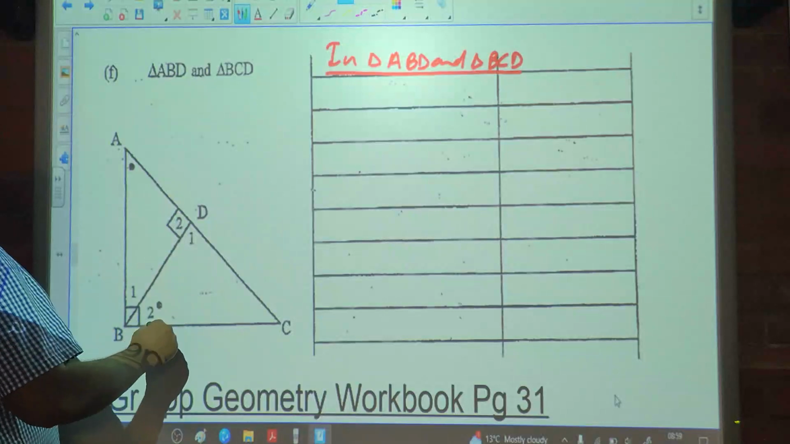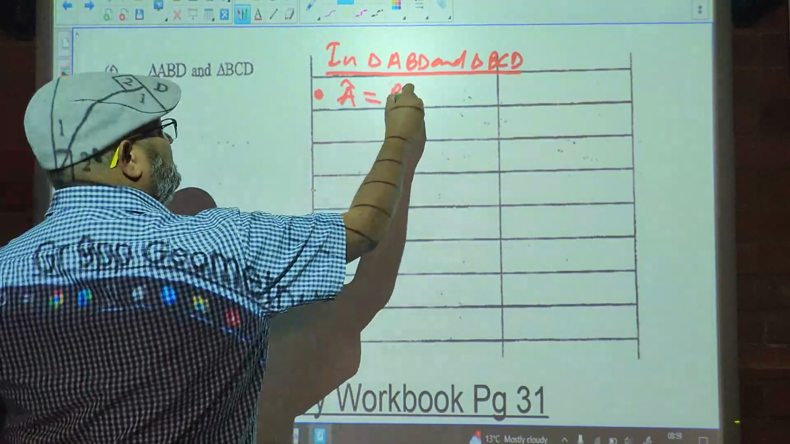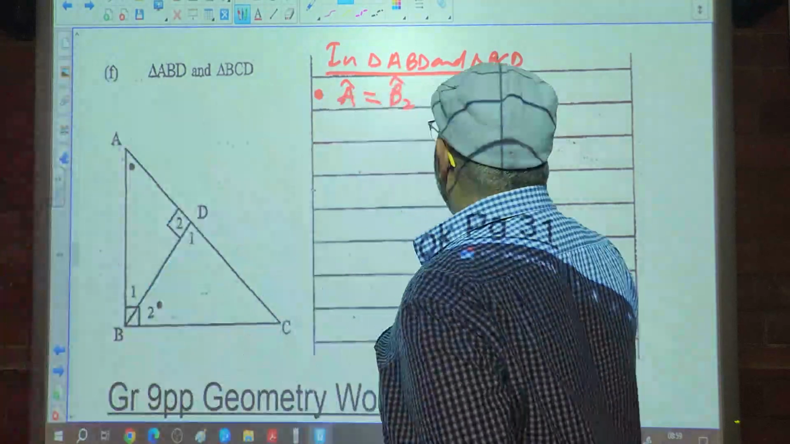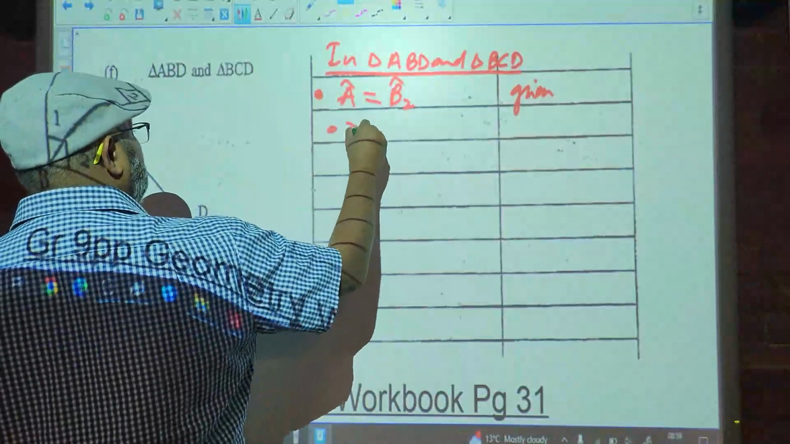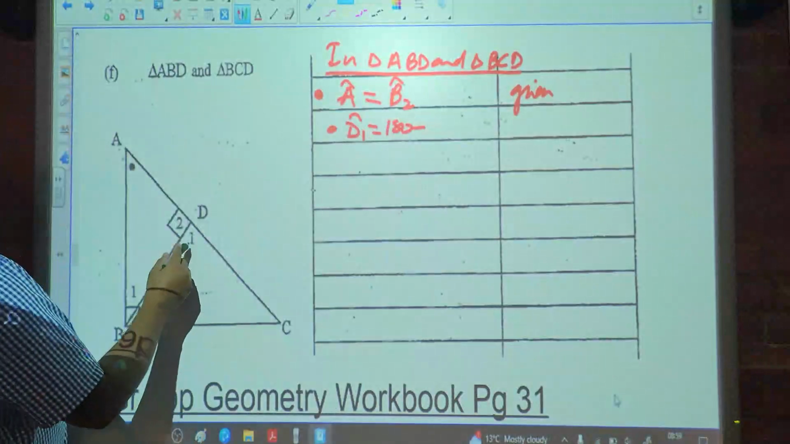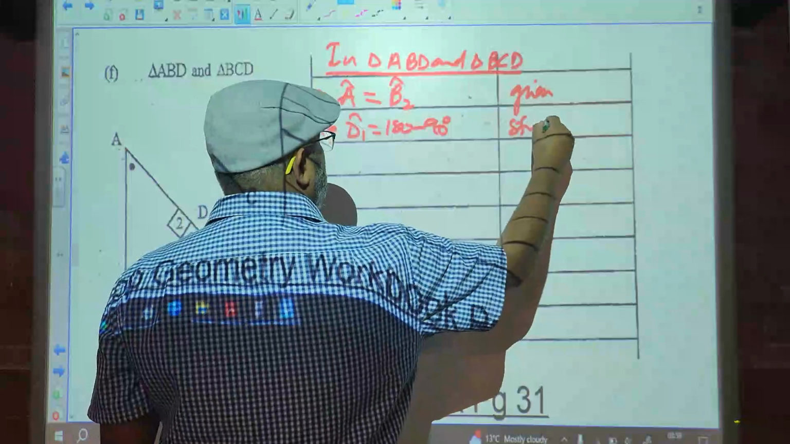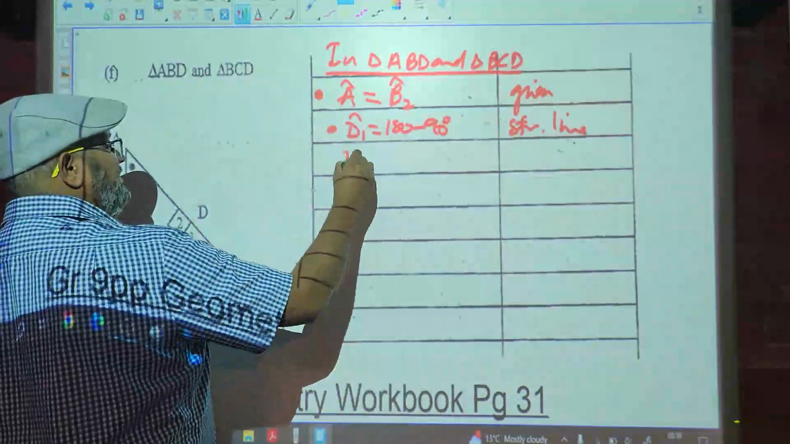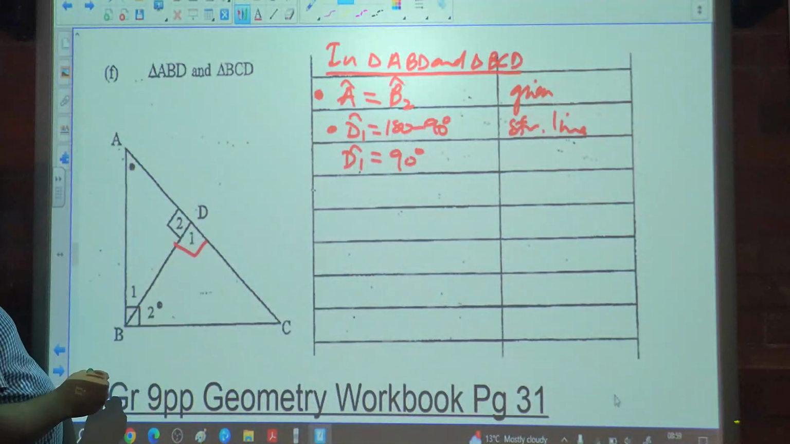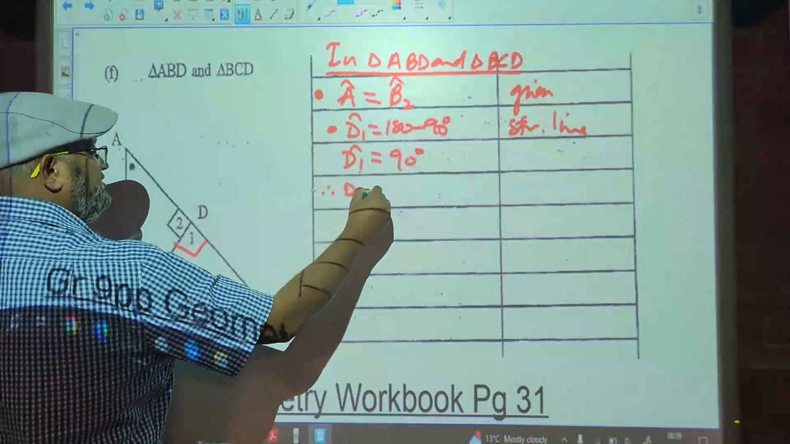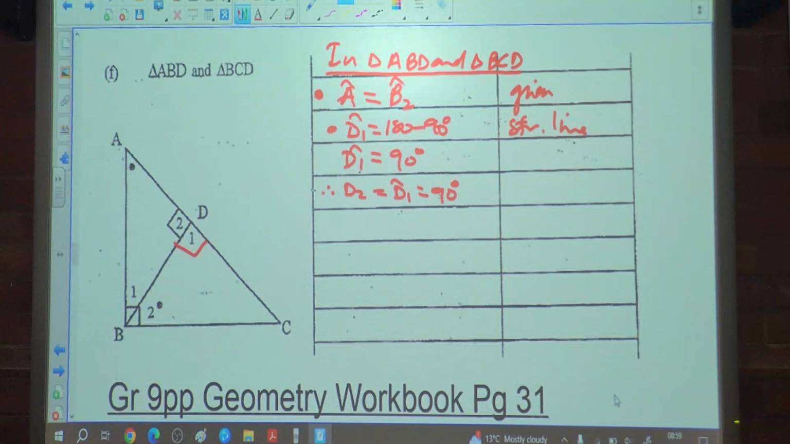So we are saying firstly that angle A is equal to angle B2. Why? Given. Then she said that angle D1 is equal to 180 minus 90. Reason? Straight line. So D1 is of course equal to 90 degrees. So there's also 90 now. Therefore, D2 is equal to D1, which is equal to 90 degrees. Okay?